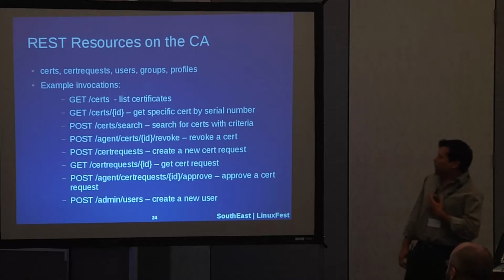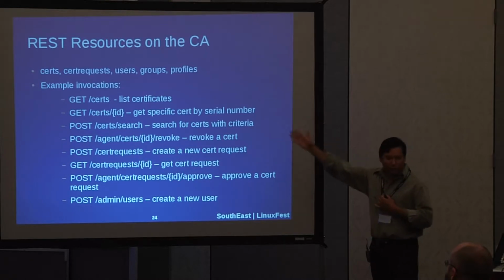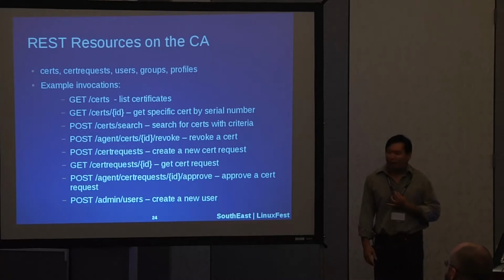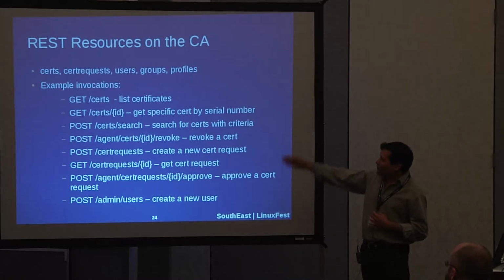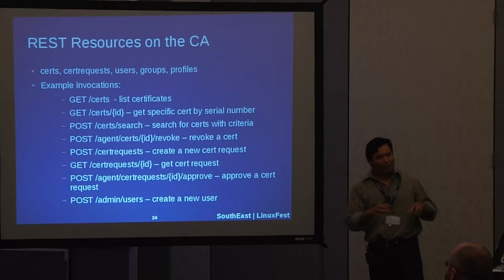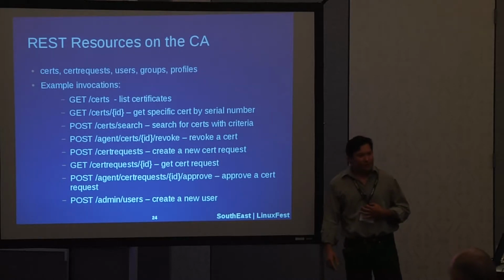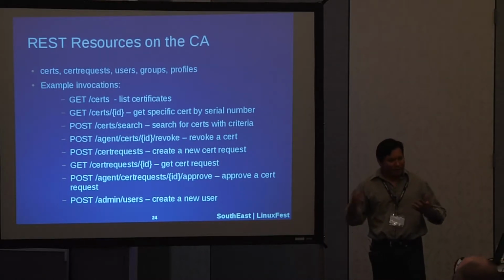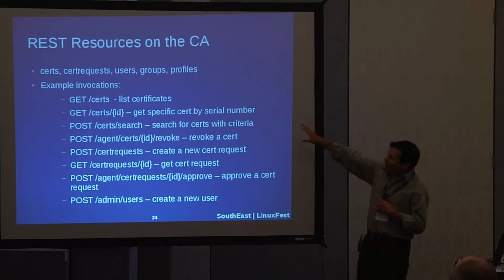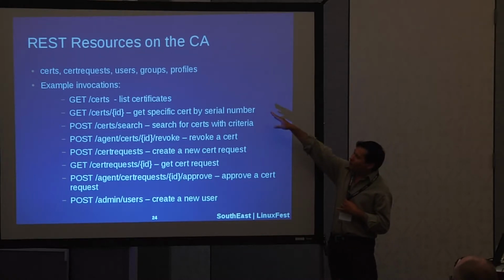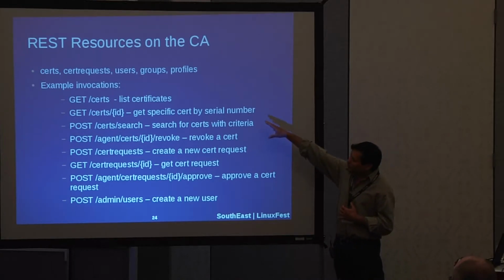So, REST resources on the CA. On the CA, we have certs, cert requests, users, groups, profiles. Okay, those are the things that you find there. Certs are certificates, cert requests are requests for certificates. You have various users and groups that you can do. So this is the administration of the CA, and profiles, again, is the certificate profiles. You can do things like configure your own type of profile and so on. Not all of these are fully complete; profiles is the next thing, as we talk about future directions, to be completed, but most of the rest of these are completed.